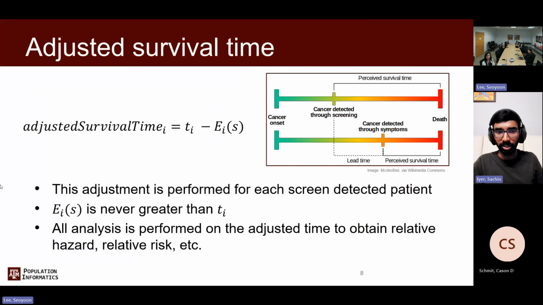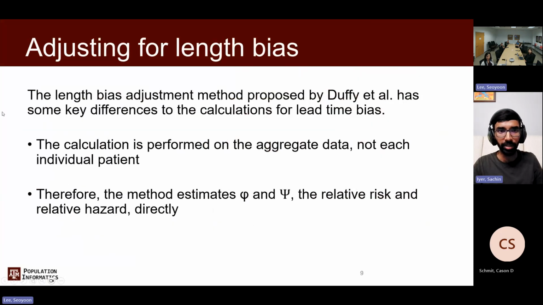One thing which is interesting to note is that the estimated lead time, due to the nature of the formula, will never be greater than the perceived survival time, due to which the adjusted survival time will always be positive. Also, the adjustment is performed at the beginning before any analysis is done, and all the analysis is performed on the adjusted survival time to obtain relative hazard, relative risk, etc., using Cox regression or Kaplan-Meier analysis. So this is the summary on how lead time bias is done.